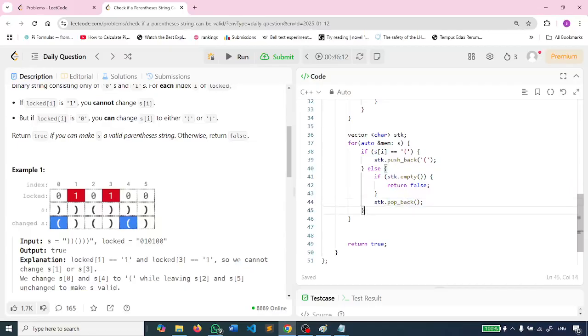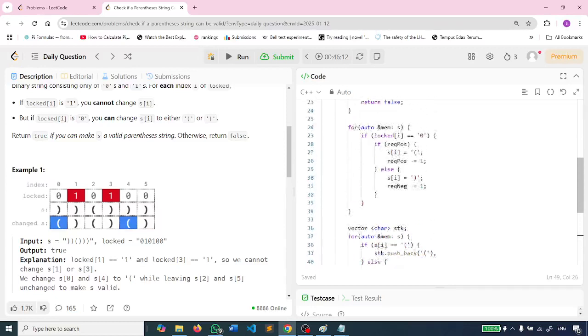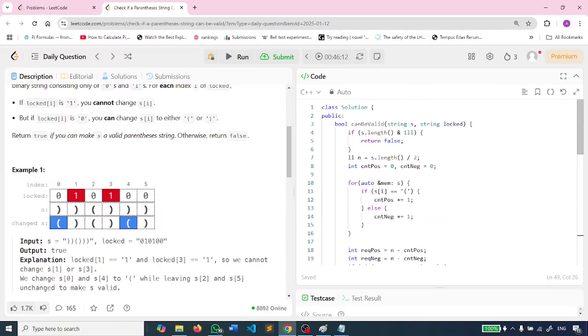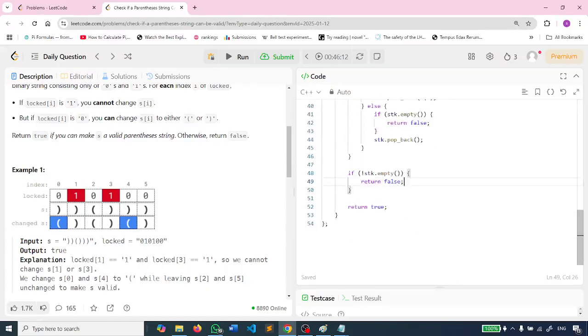And then, okay, there is still one more check left. If not stk.empty, return false. It was the very final check I was forgetting. So with this, let's run it on our test cases and check the sample ones to see if this is working or not. Oh, I'm really, really tired of trying this problem.